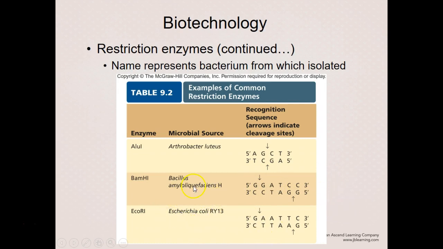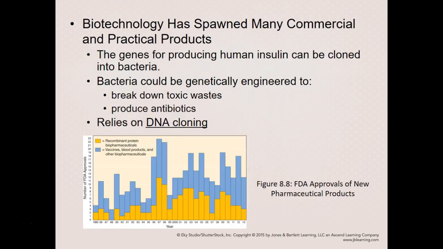And when we do that, we produce bacteria that can now produce the insulin that we have just added to their genome. So this has allowed us to produce human insulin.